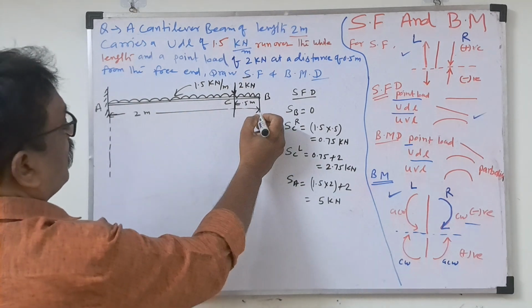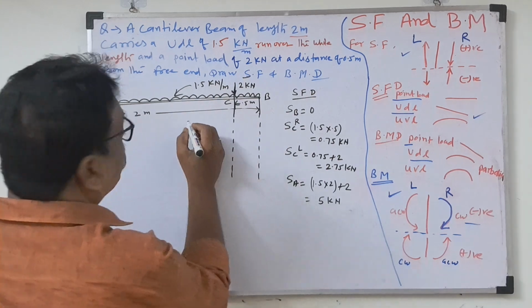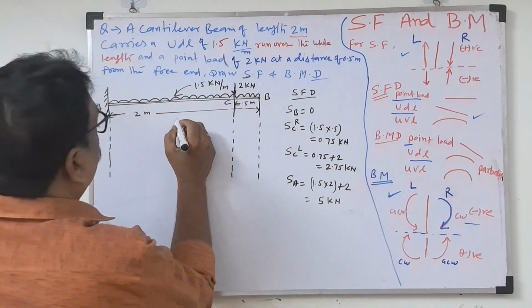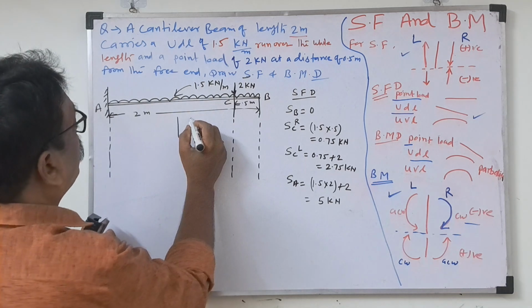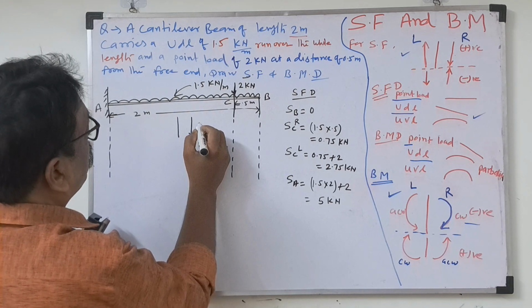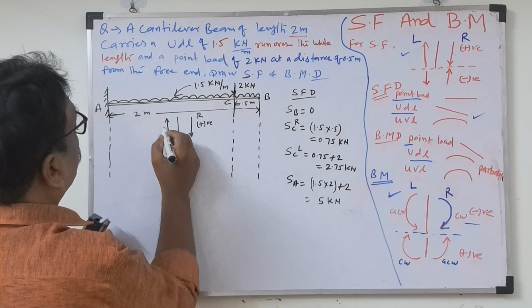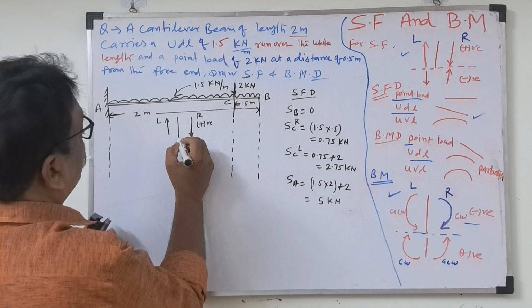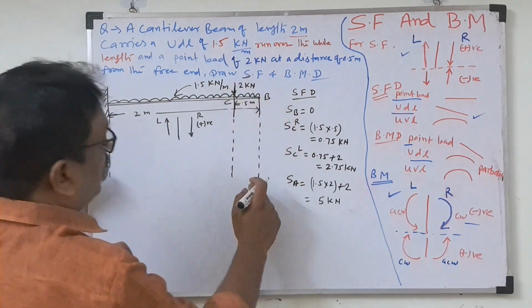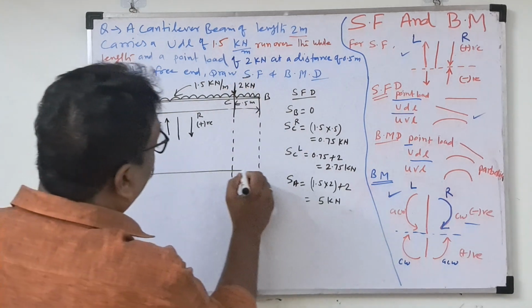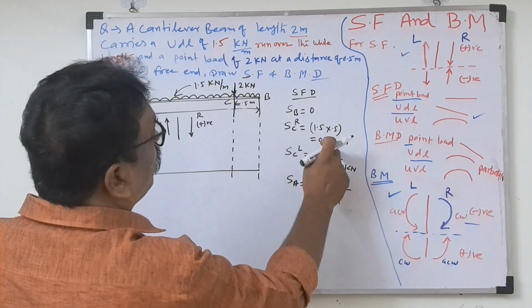Extend this line, this also has a point load. Now, what sign convention did we follow here? This is the sign convention. Taking the section, from the right side, downward force will be positive, and from the left side, upward force will be positive. Since we are taking the right side, downward force will be positive. So draw the zero line first here. Then what is the shear force at point B? 0.